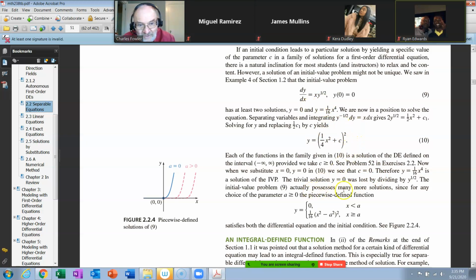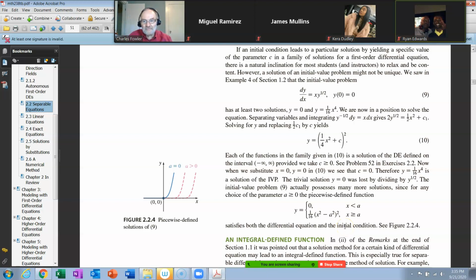So it actually possesses many more solutions, since for any choice of parameter a, you can have x minus a squared squared here, not just x minus c squared. So it satisfies both the differential equation and the initial condition.